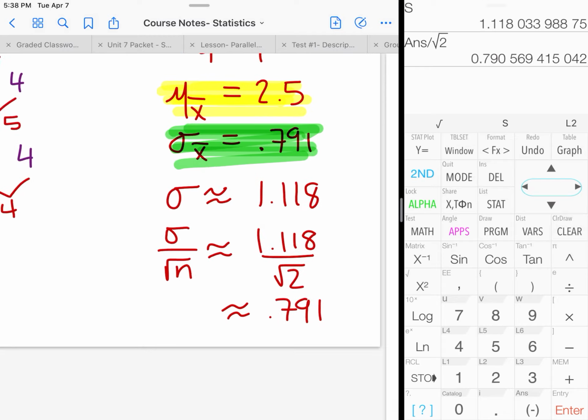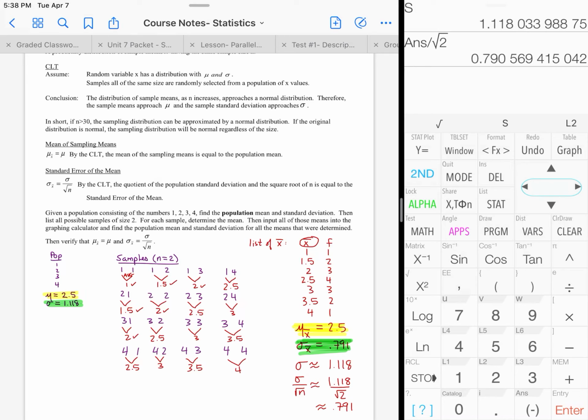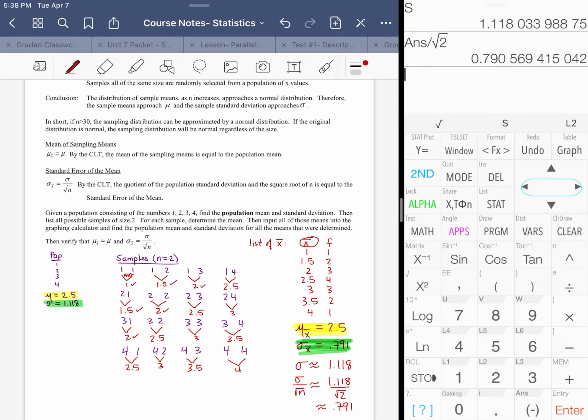So this isn't a proof, but it's a justification of the central limit theorem, and that is that these two rules apply in order to really streamline the process. Instead of actually coming up with every possible sample of size whatever, what I can do is take my population mean and just define that as mu sub x bar, and take my population standard deviation, divide that by the square root of n, and what I'll end up with will be the sigma sub x bar value. So none of this work would actually be required. And there it is.